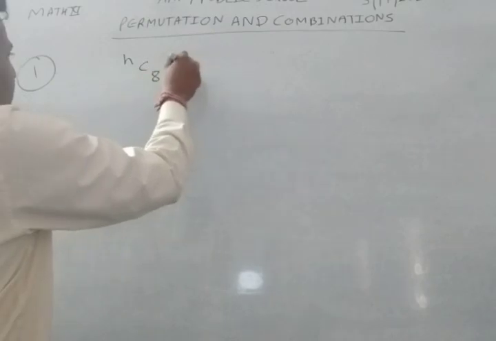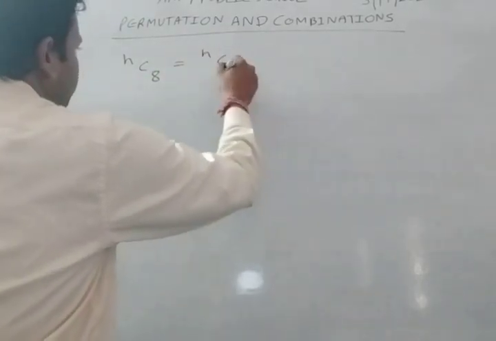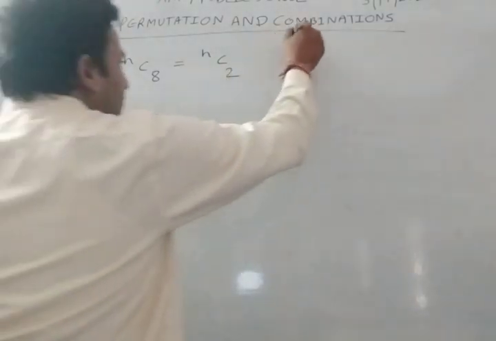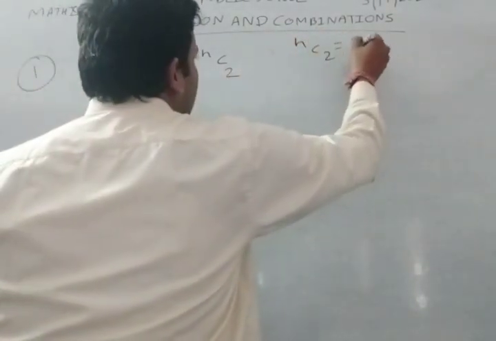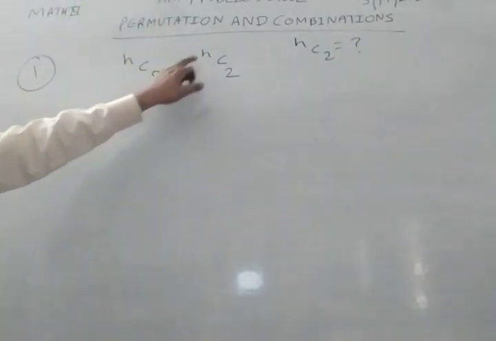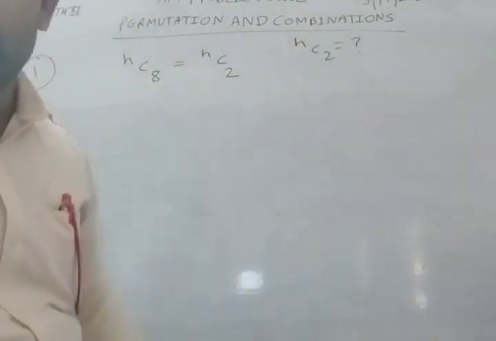Our first question is nC8 is equal to nC2, and we have to find nC2. We are given nC8 is equal to nC2 and we have to calculate what nC2 is.